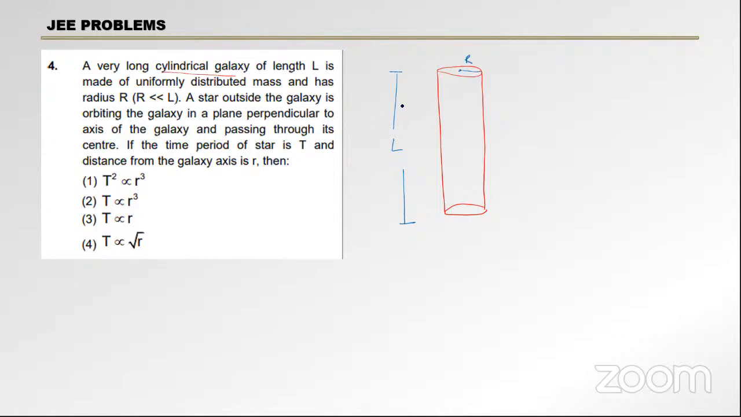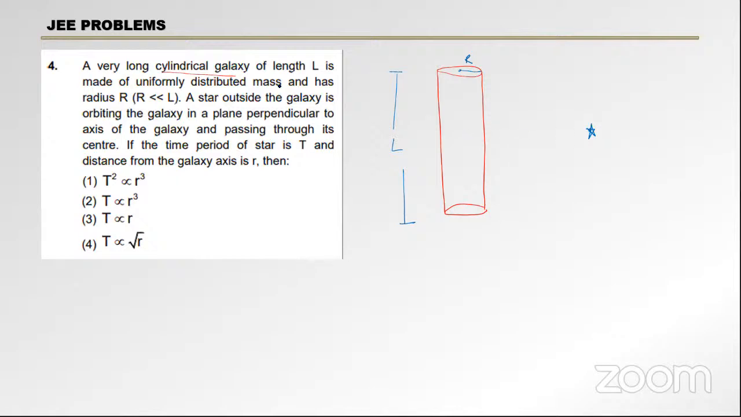A star outside the galaxy is orbiting the galaxy. So there is a star. Does a star look like this? No, it appears like this because we are very far away. Have you heard of the Doppler effect? I think there was one video, right? Watch that, so you will get the reason. It looks like this, but actually it is not like this. It is mostly spherical, right?